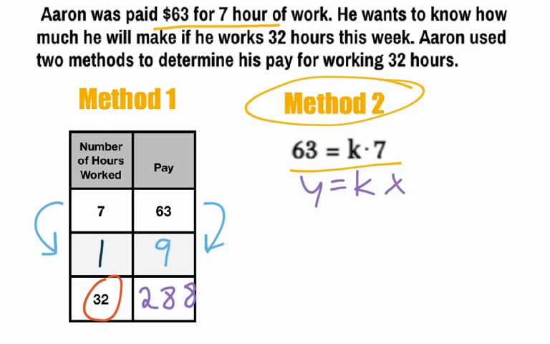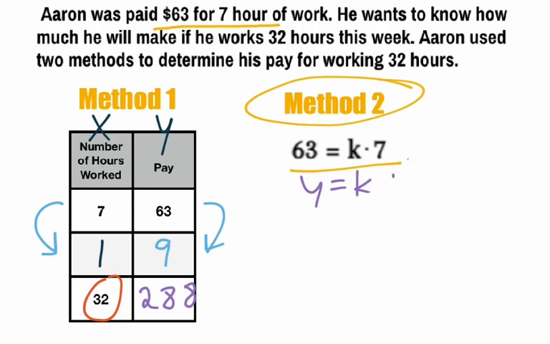$63 is how much he's paid for the 7 hours of work. So that's what we're showing in the equation right over there. $63 equals kx, the y right over here. Remember, this is kind of our y information, and this is our x information. So that's where we're getting the 63 and the 7 from.